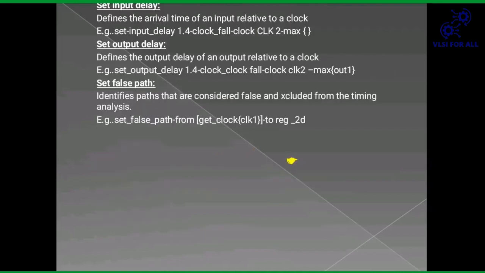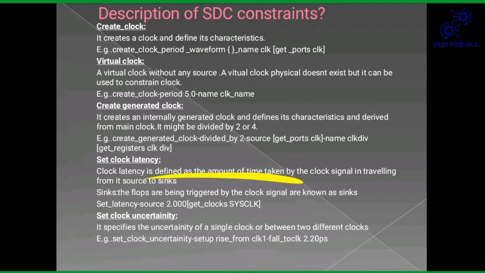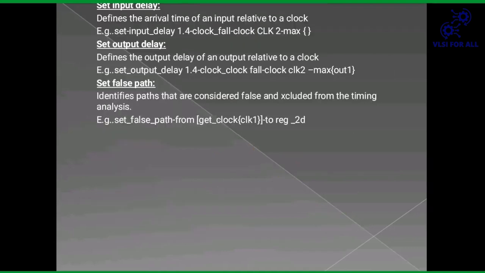So these are the constraints we mainly use in synthesis. Some other commands are also used in synthesis, but these are the very important commands which we use in synthesis as well as in STA. Also we use them in some timing analysis. So these are the main SDC constraints which we use.